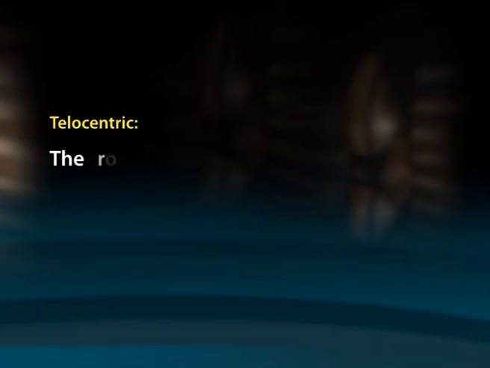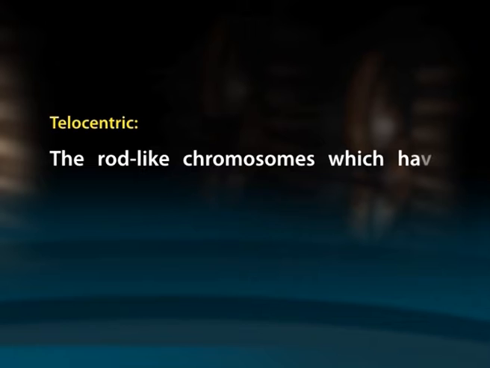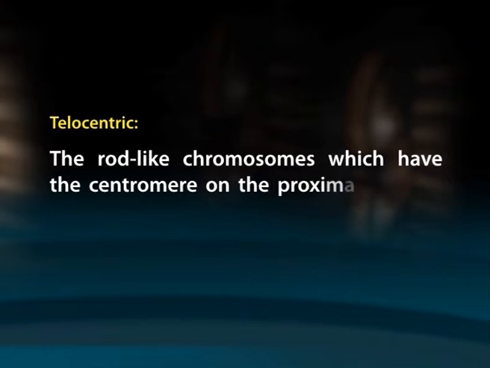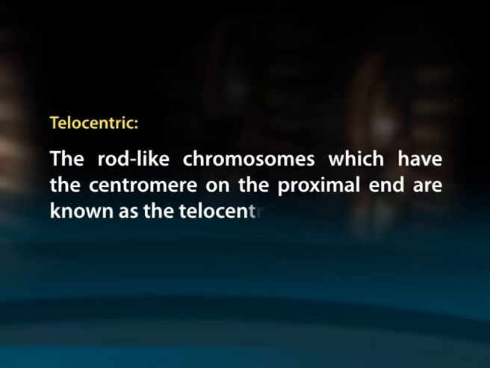Each chromosome contains a clear zone known as the centromere or kinetochore along its length. The centromere divides the chromosome into 2 parts. Each part is called a chromosome arm. The position of the centromere varies from chromosome to chromosome and it provides different shapes to the latter, which are the following. 1. Telocentric. The rod-like chromosomes which have the centromere on the proximal end are known as the telocentric chromosomes.